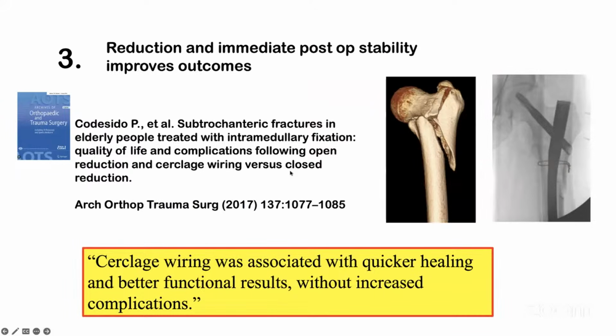So for immediate reduction as well as post-op stability, cerclage wire was associated with quicker healing and better functional results without incurring complications. So this is very important. All should be doing this cerclage wire fixation whenever there is a long spiral oblique fracture, a trochanteric combination, a greater trochanter which is posteriorly displaced, or a lesser trochanter which is displaced.